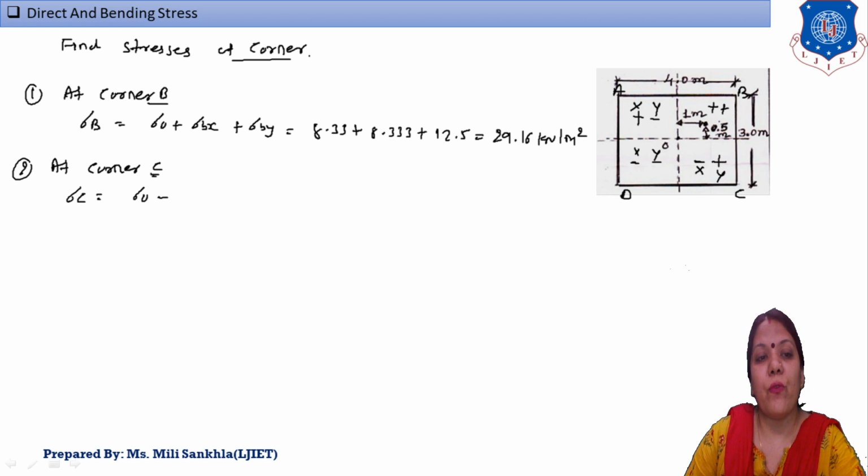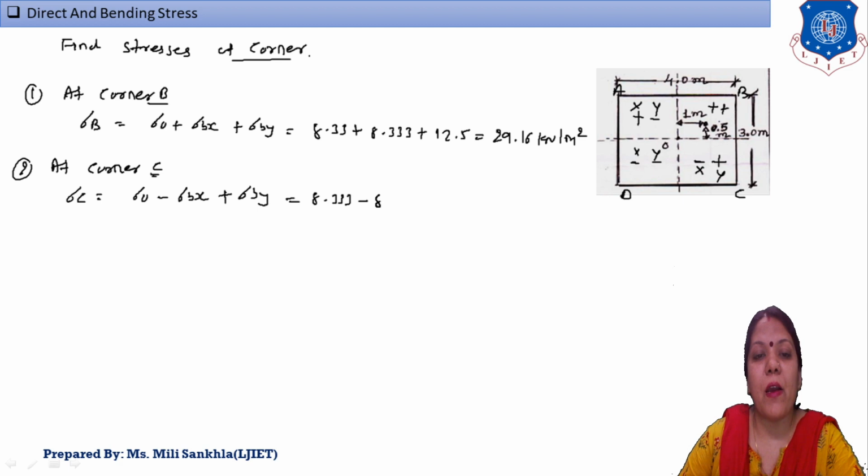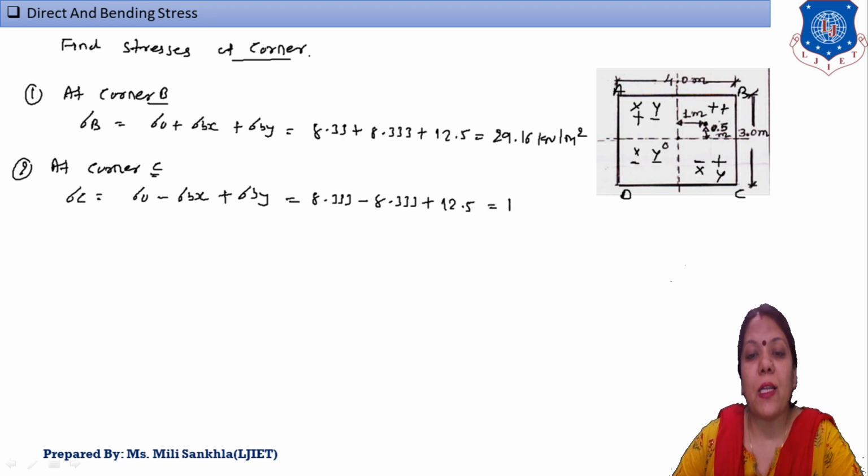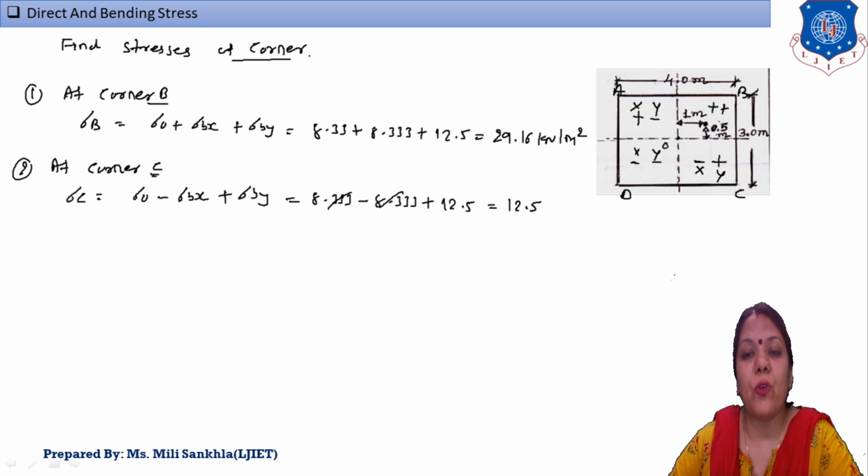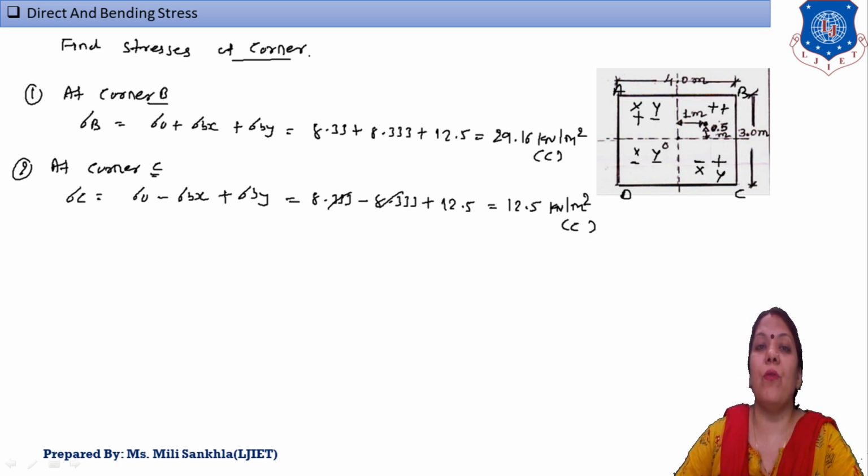What is the sign of x axis bending stress? Minus, and y axis bending stress plus. Okay, again put the value: 8.333 minus 8.333 plus 12.5. These two values are cancelled and the answer is equal to 12.5 kilonewton per meter square. This is the plus value, so compressive force.